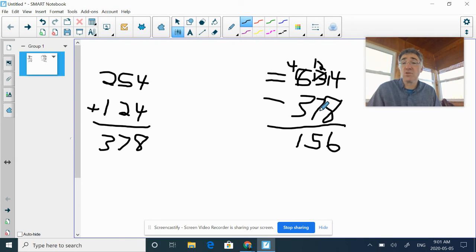I hope that helps you understand what the MathUp program is all about and looking at it in a different way and recognizing addition and subtraction truly are the same thing. It all falls under additive reasoning.